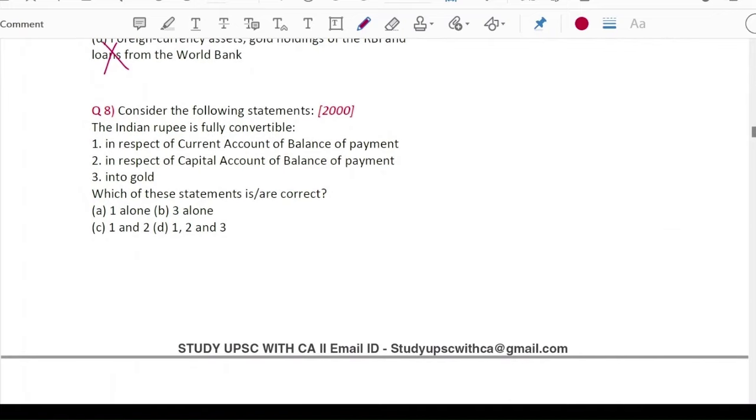The Indian rupee is fully convertible. We have seen in current account transactions, there is full convertibility. But for the capital account transactions, there is partial convertibility that is based on the Tarapore committee. So, the answer here is A. For the current account, it is true. For the capital account, no. Into the gold, no.